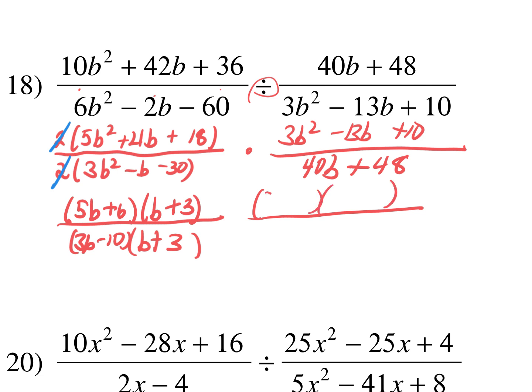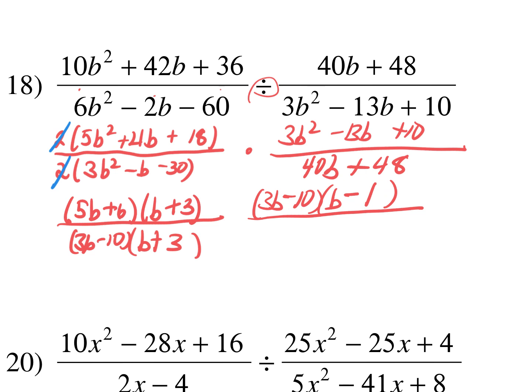Once again, we have some trial and error factoring. So I need both negative signs here, and I need to be able to make a negative 13. And so that is going to be a 10 and a 1. And then always check yourself. 3b times b, 3b squared. 3b times negative 1 is a negative 3b. Negative 10 times b is a negative 10b. And add that together, that gives us our negative 13b. And then negative 10 times a negative 1 is positive 10.